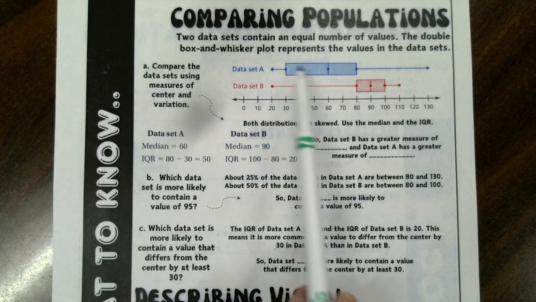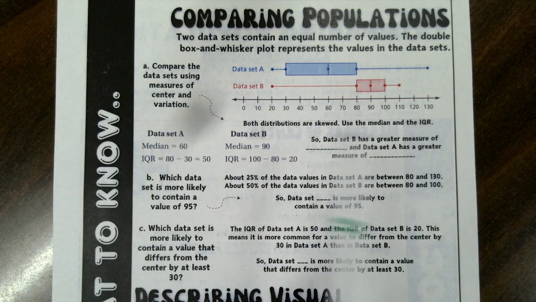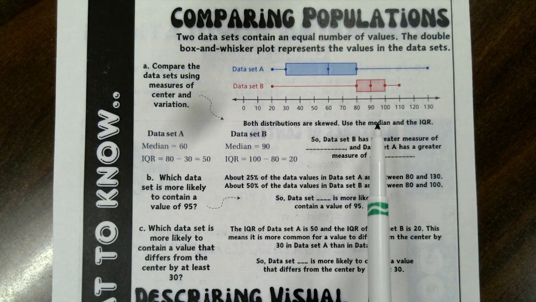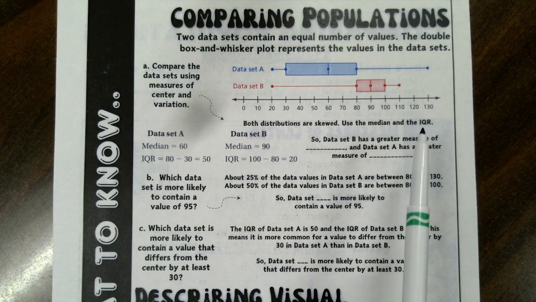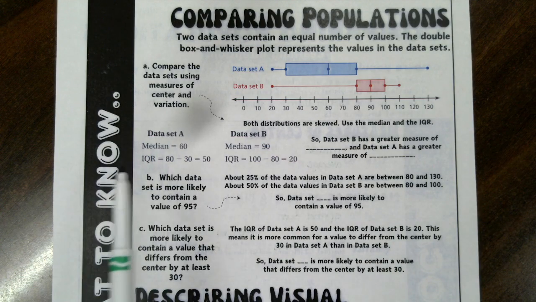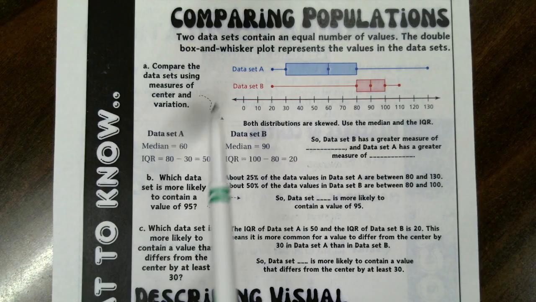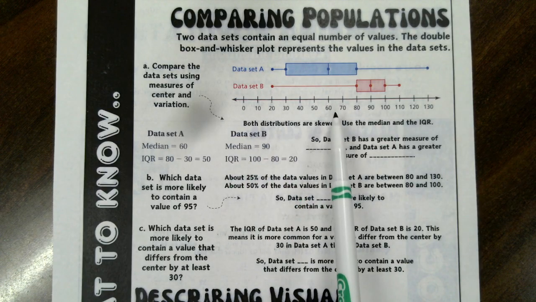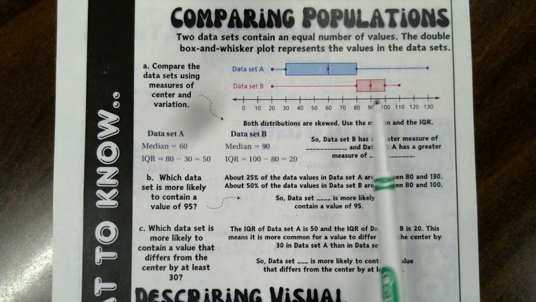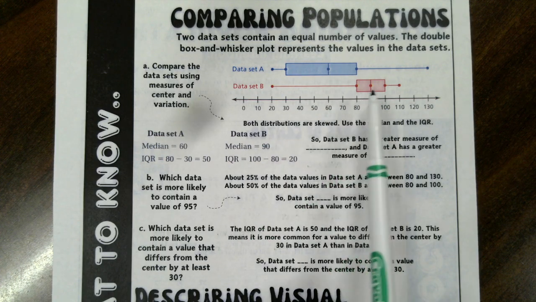I can look at these data sets and it tells me that both distributions are skewed, so I'm going to use the median and the IQR, which stands for interquartile range. Okay, so I have data set A. The median of data set A is 60, and the median of data set B is 90, because we broke this up into quartiles.